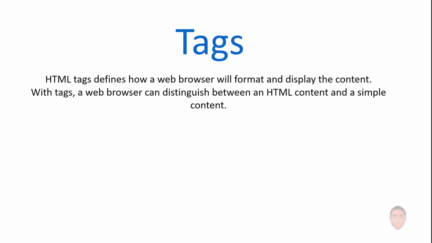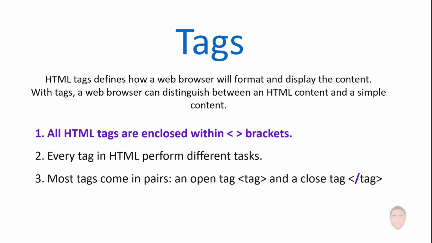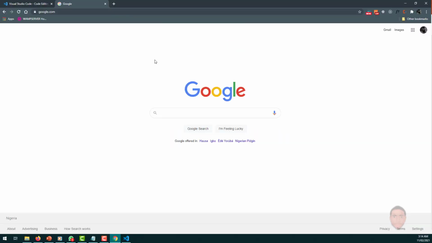I'm going to be showing you this with an example, but let's look at some of the things we need to know about tags. Now, all HTML tags are enclosed within angle brackets. All HTML tags. So that's point number 1. Point number 2, every tag in HTML performs different tasks. And point number 3 is that most tags usually come in pairs, like in twos. So you have an open tag and a close tag. So I'm going to show you that every website out there is made up of tags.